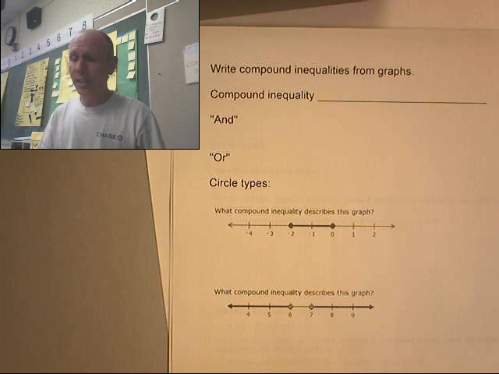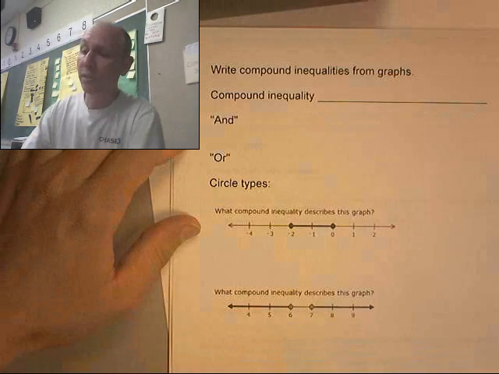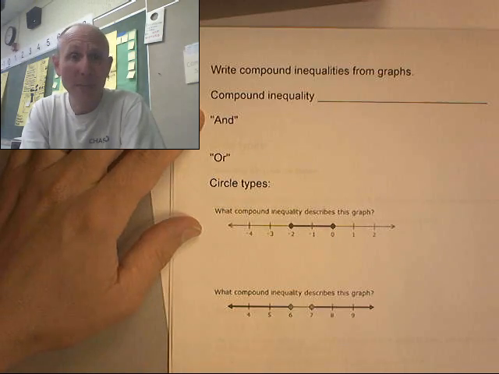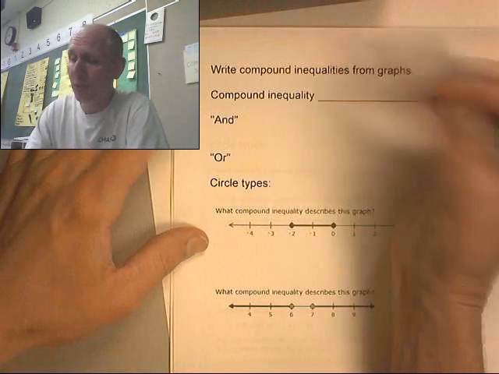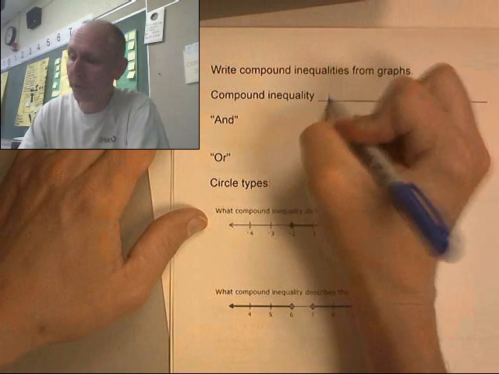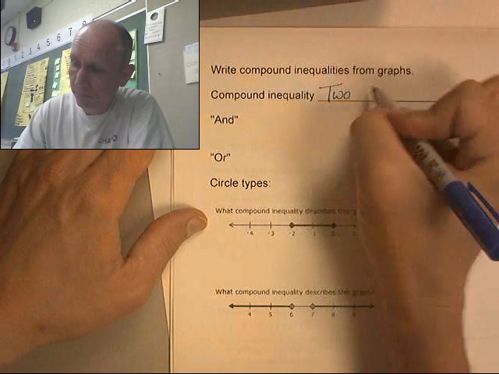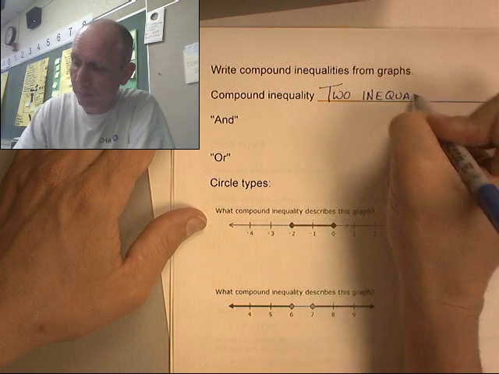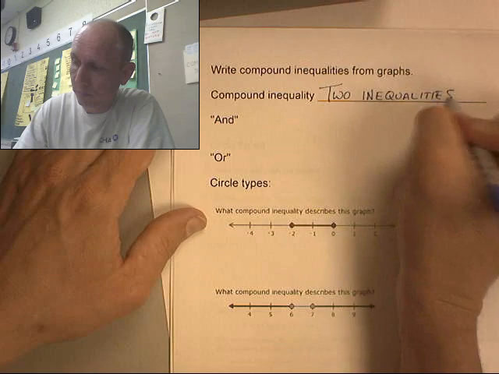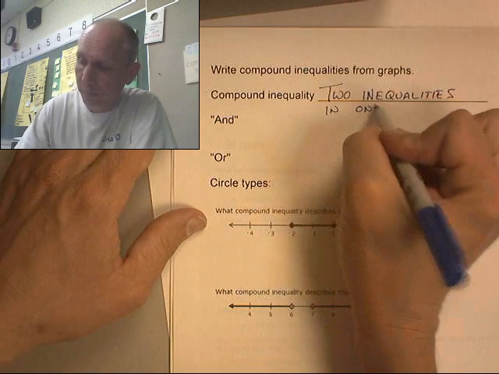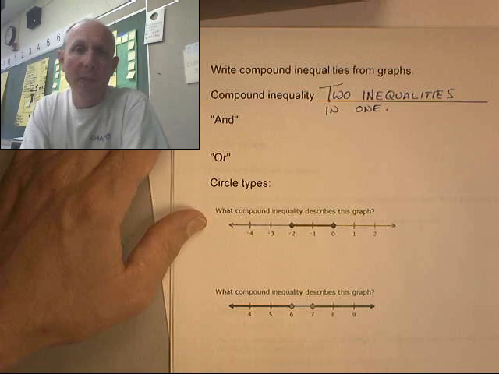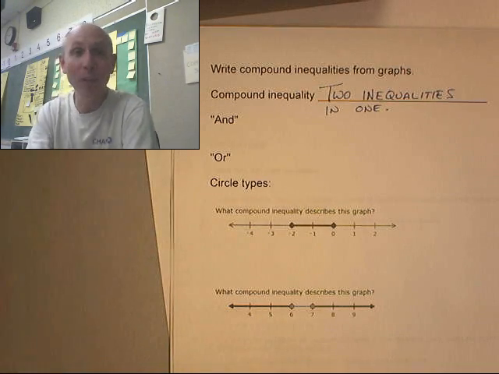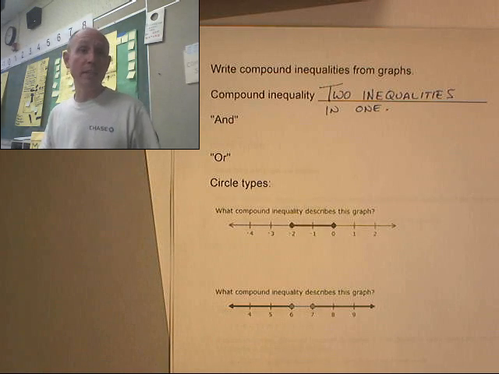When I was typing up these notes, I had some reason for putting compound inequality here. And now I don't really remember what I was going to say about it. So compound inequality, I'm not sure this is it, but it's two inequalities in one. So it's like a Twix candy bar or something. Two. But really, when I was typing these up, I think I had something more brilliant than that.